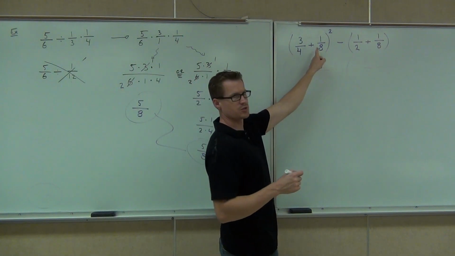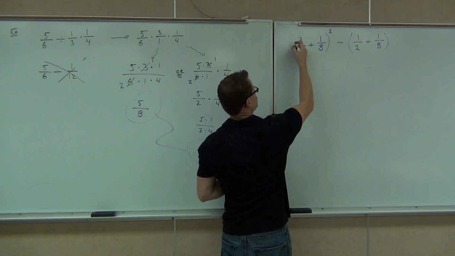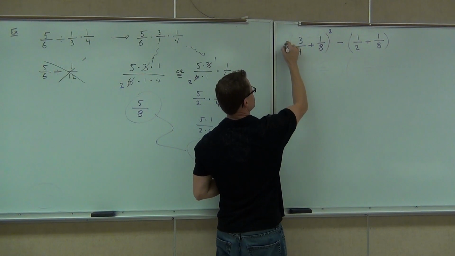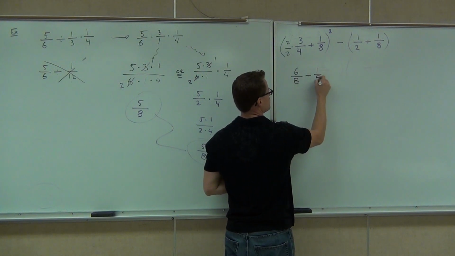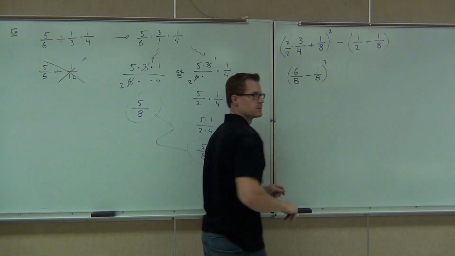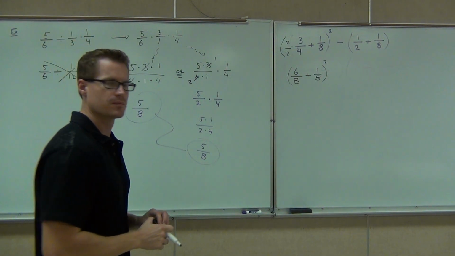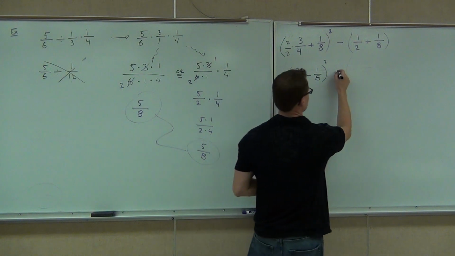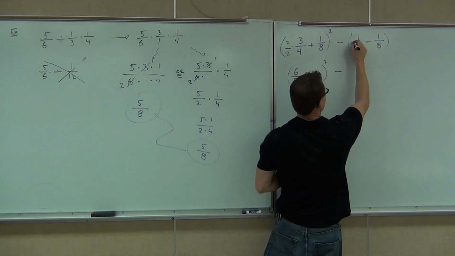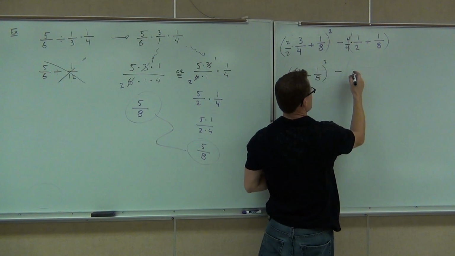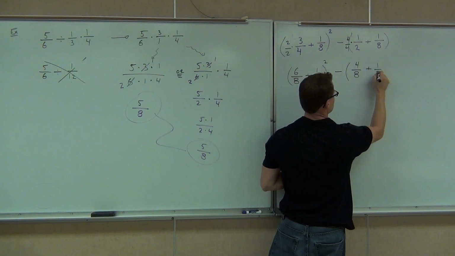What's our LCD for the first two? 8. I'm going to extend that a little bit. So we're going to multiply this by 2 over 2. We'll get 6/8 plus 1/8 squared. Gentlemen, you with me? Minus, what's the LCD for our next couple fractions? 8. So here we'll do 4 over 4. And we'll get 4/8, 1/8.